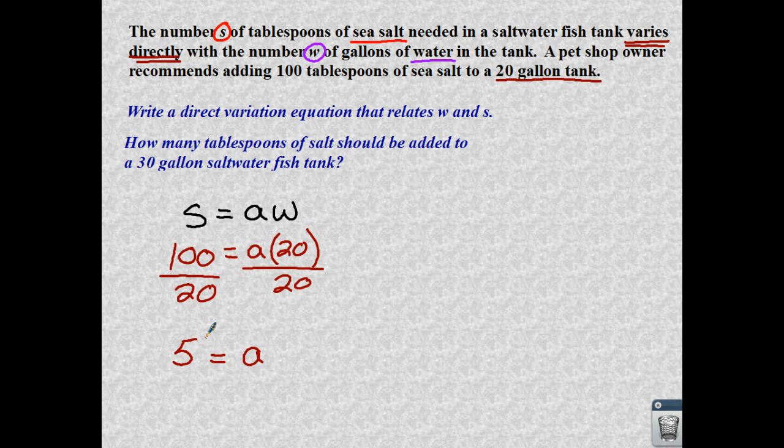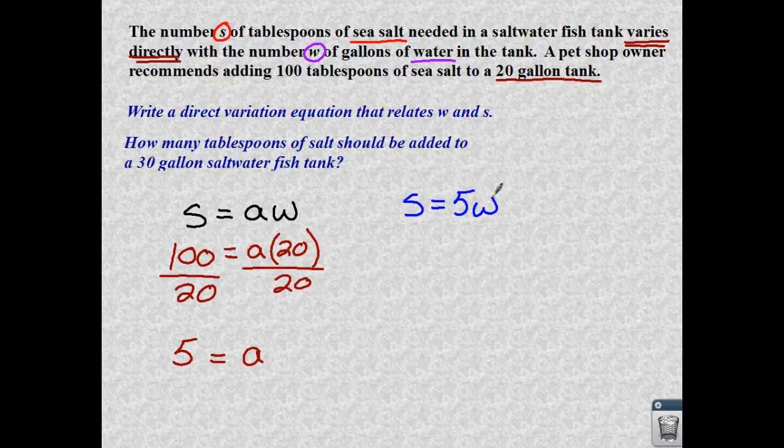Okay. So if I were to rewrite that into my, I guess you could call it slope-intercept form or constant of proportionality form, I would have what? So S is equal to 5W. All right, now looking at the second question, it says, all right, maybe I don't have a 20-gallon tank, maybe I have a 30-gallon tank. So if I use his proportional reasoning, what would I say about this 30-gallon saltwater fish tank?